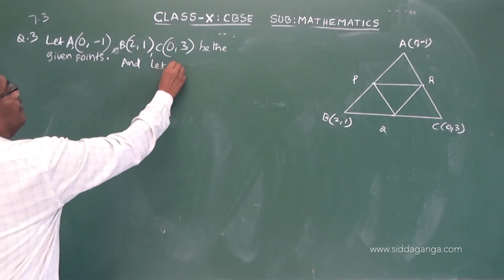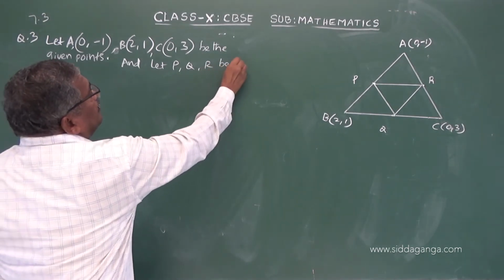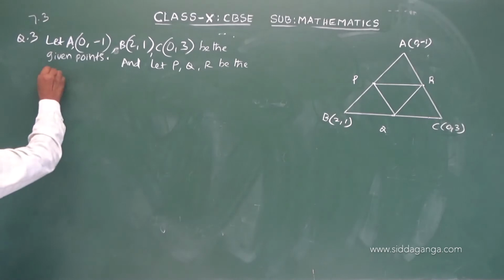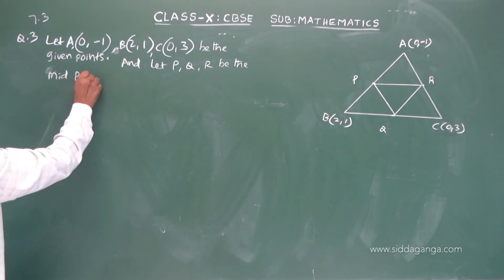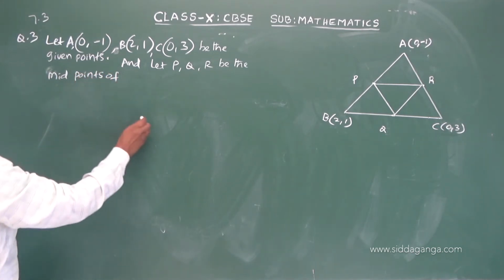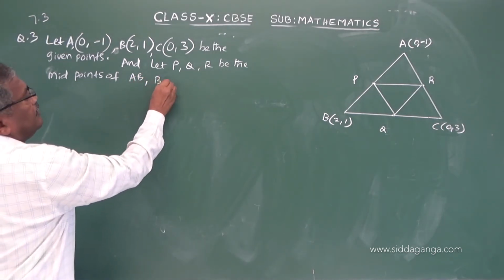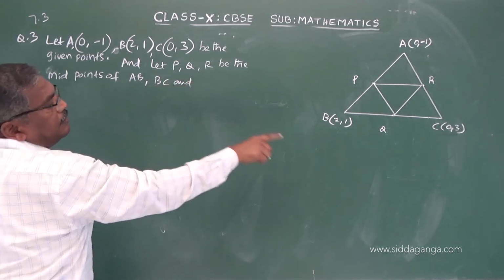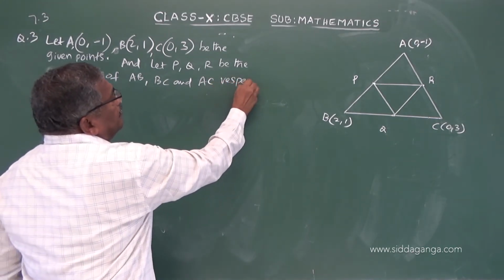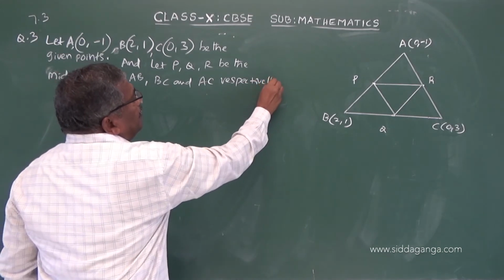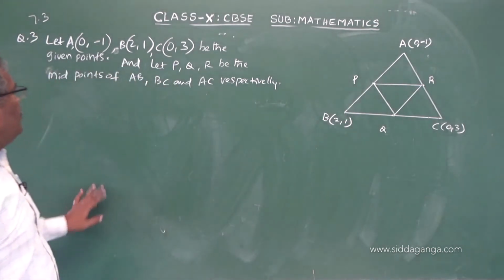let P, Q, R be the midpoints of AB, BC and AC respectively. So now the first thing is we have to find the coordinates of P, Q and R.